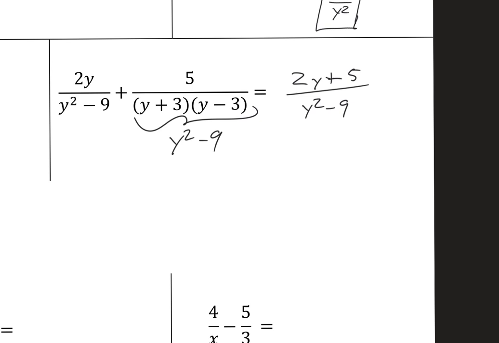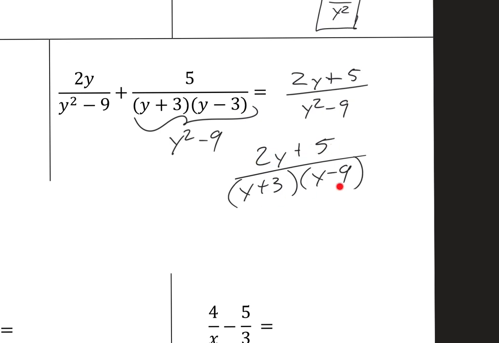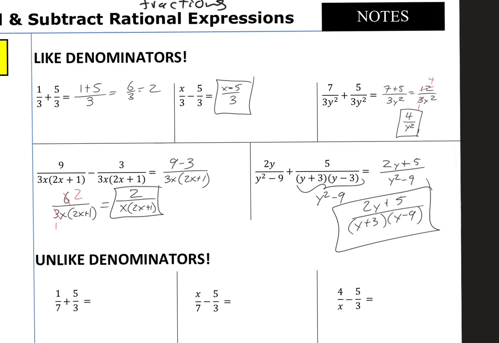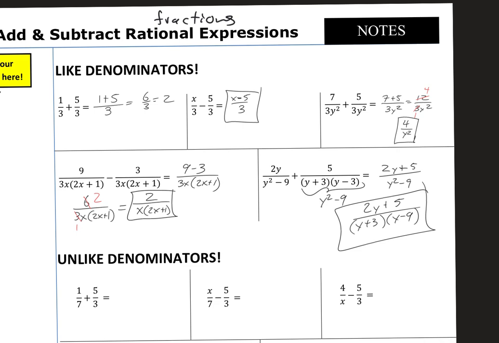If you wanted to leave it as 2y plus 5 in the factored form over y plus 3, y minus 3, you might want to try that just because it's possible that you'll end up with a binomial factor on top that cancels out. But that's not what we have here, so that's really as simplified as it gets. Okay, that's the easy stuff. That's when you have common denominators or like denominators.